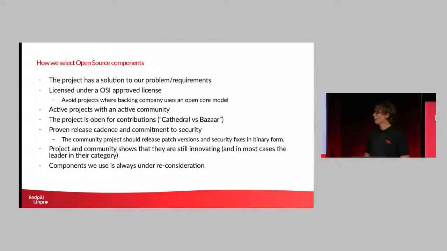We also try to avoid projects that are backed by companies that use an open core model. The reason for that is that we see a tendency for those projects. I'm not saying every project that has an open core model does this, but we often see a tendency where you start with an open core model, it's still very open, and you see it sliding towards the more proprietary end of the spectrum. So we try to avoid them. It's not always the case. Sometimes we see a project that is so good and fulfills our requirements to such a level that we anyway wager to include it in our stack.